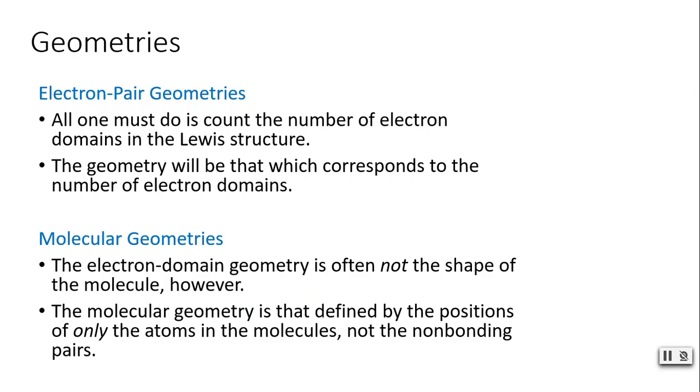Electron pair geometries just deal with the number of electron domains. Molecular geometry takes into account the positions of the atoms, not the lone pairs. What does all that mean? I mention those because many times your electron pair geometry is different than your molecular geometry.